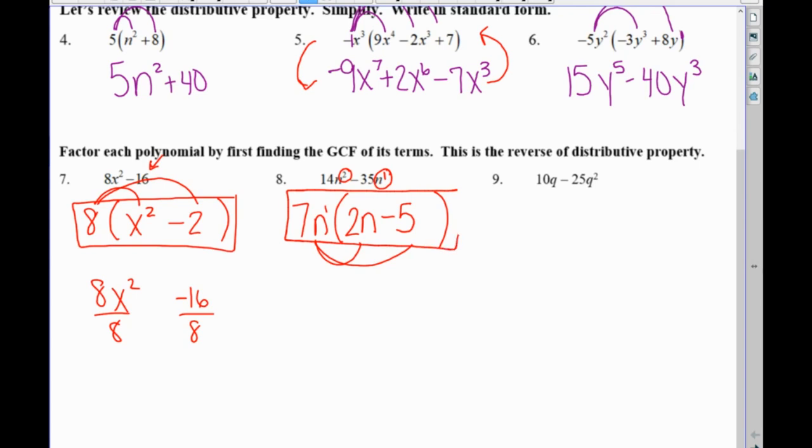You can always double check yourself. Redistribute. 7n times 2n is 14n squared. 7n times negative 5 is negative 35n. Always double check. Redistribute. Make sure it gives you what you started with.